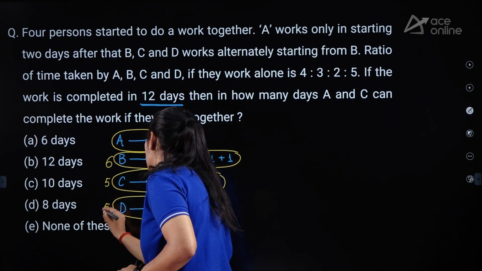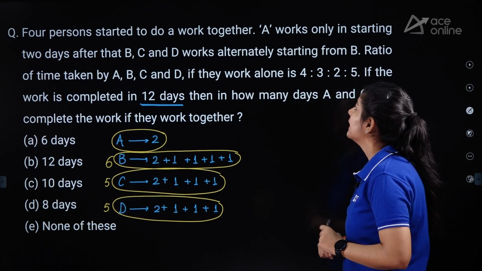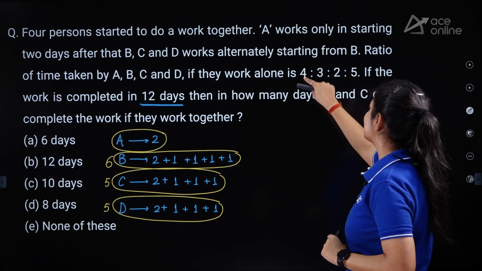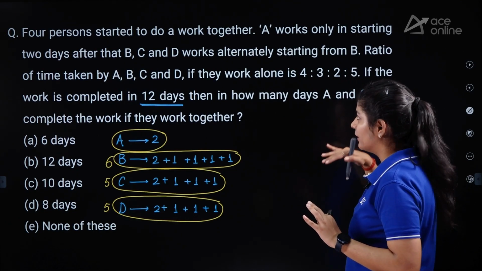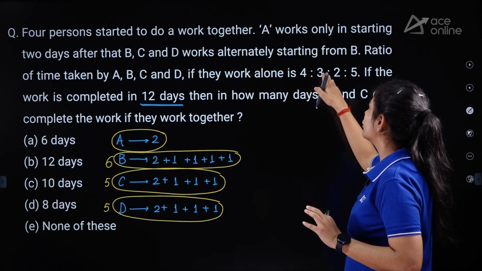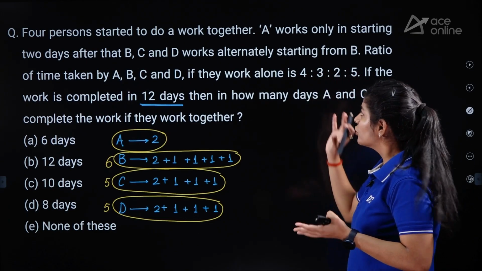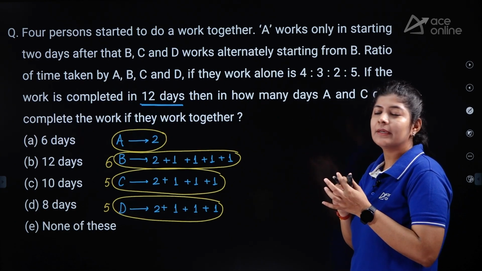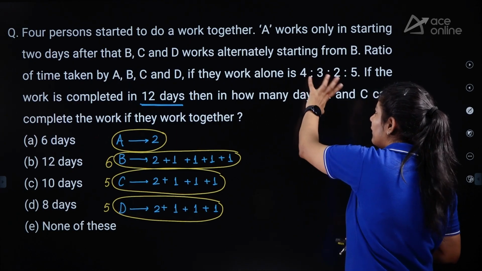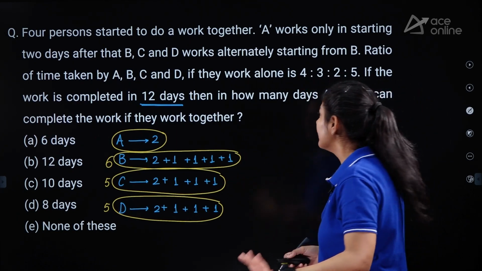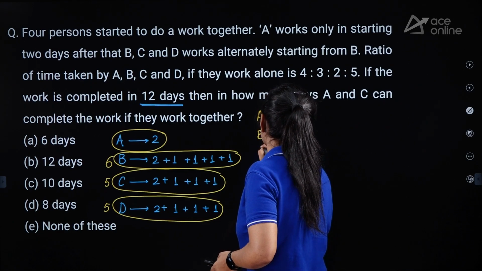D also worked for 5 days. But here we also have this data, that if they do all the work alone, they will take 4, 3, 2, 5 days. But this is the ratio, not the actual value. So first we are going to determine the efficiency, but with the help of ratio only. We are not going to determine the actual value because here we have just a ratio.